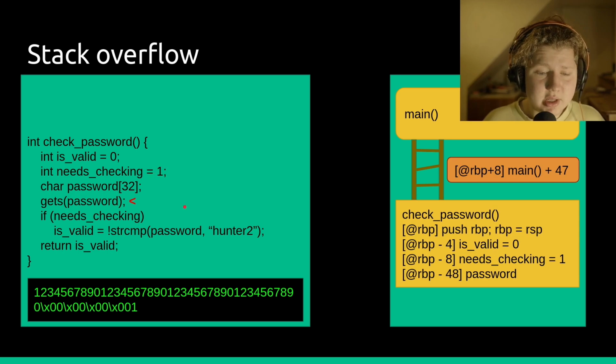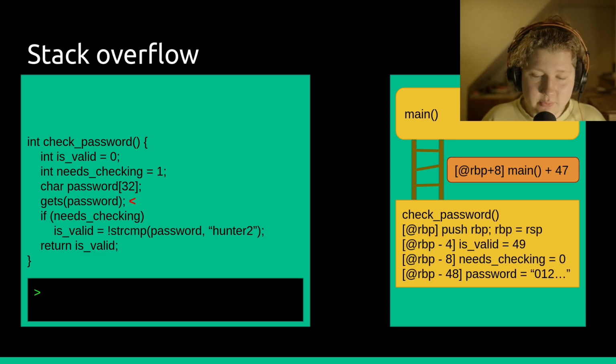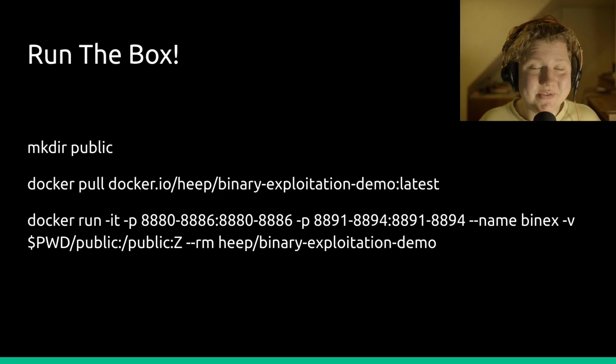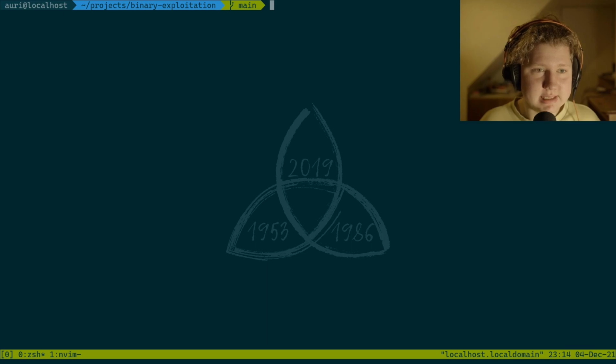checking to 0, and anything non-zero like 1 to set isValid to a non-zero value. And once we submit it, we override data. Needs checking gets set to 0, isValid gets set to 49, and once we return, we get valid as the output. You can try this out on the container that I've set up. Just run these commands and basically run the container. Once it's running, try netcatting into the 8891 port and try performing the exploitation.